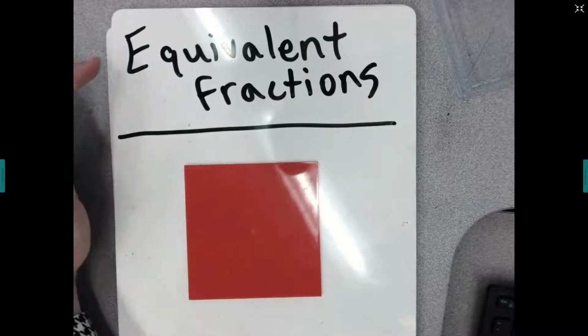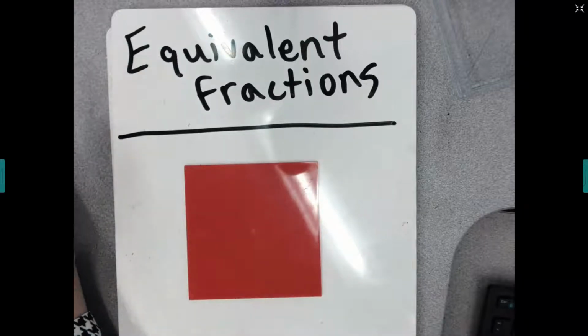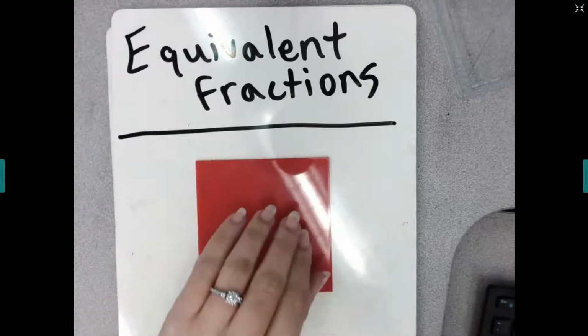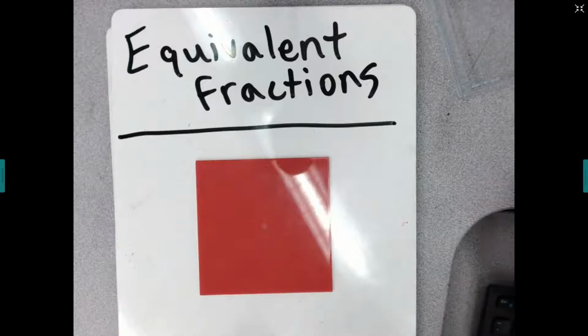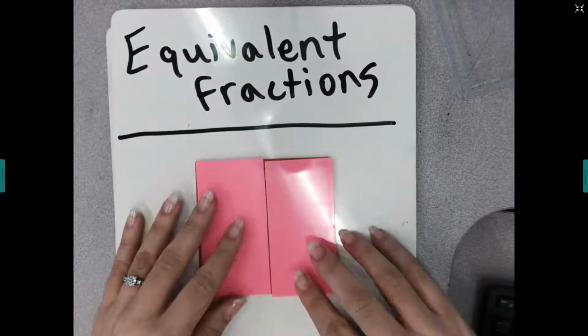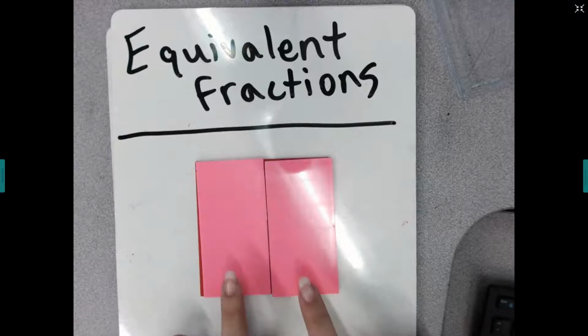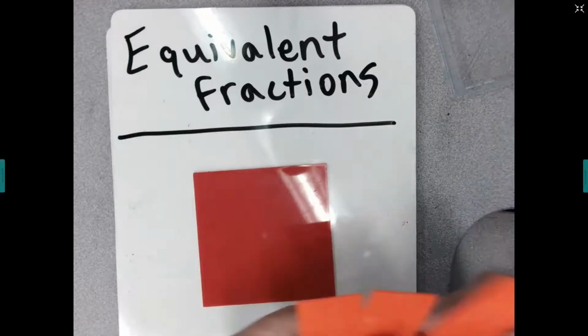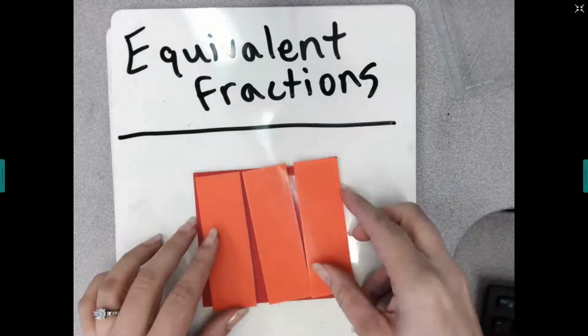So when we're talking about the concept of equivalent fractions, we mean that we have, for example, one whole, and I can split that different ways, okay? So for example, one whole is equivalent to 2 halves. It's also equivalent to 3/3, okay?